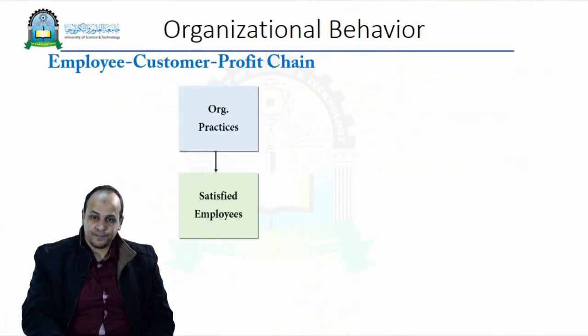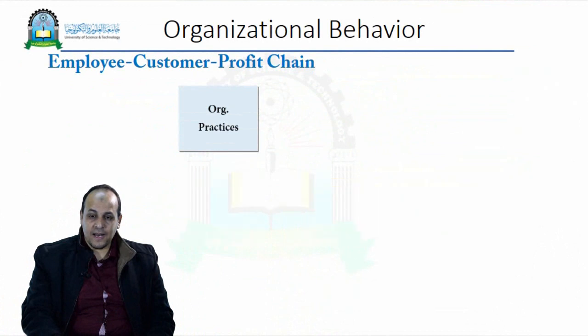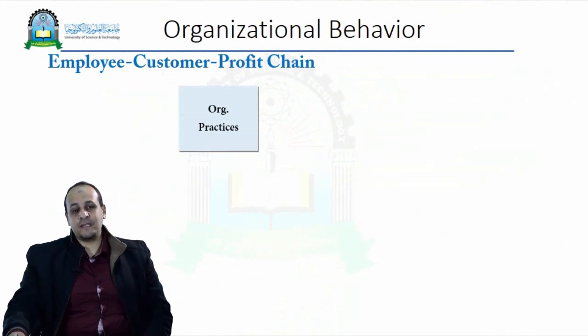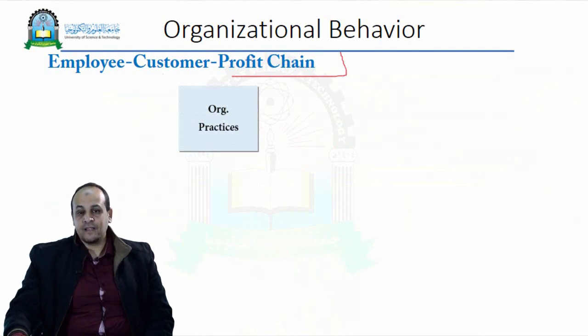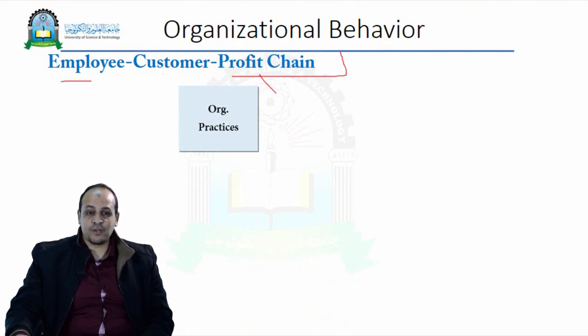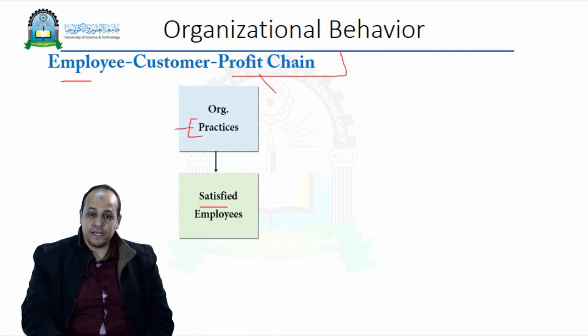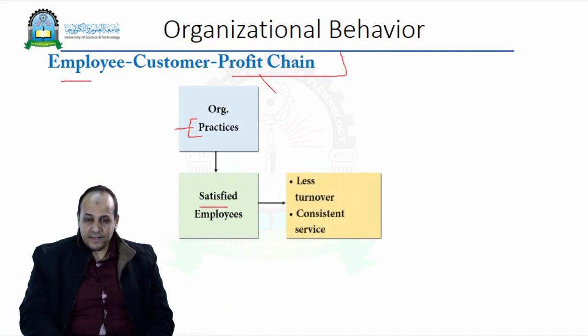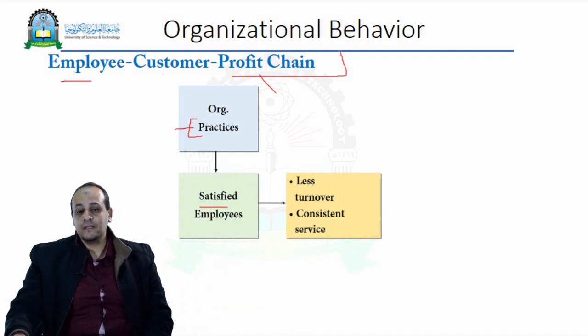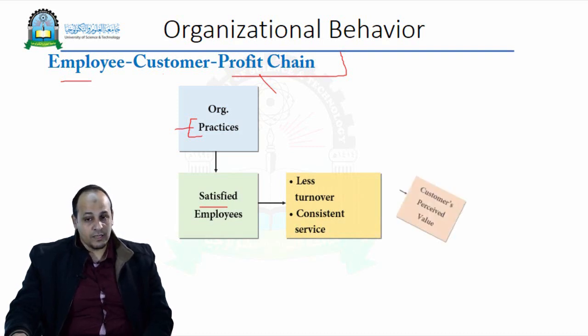Now, the last point here, or let us say step by step, is the employee customer profit chain. Now, talking about businesses, the most important issue for any profitable organization is the profitability, beside the other goals they may really set. So that's why we will discuss employee customer profit chain in terms of attitudes. So here we have the organization practices. If these practices have been made in a way that can help employees be satisfied, then the expected result is less turnover, انسحاب قليل من الشركة أو الدوران الوظيفي يكون أقل, consistent services, better quality, better service.